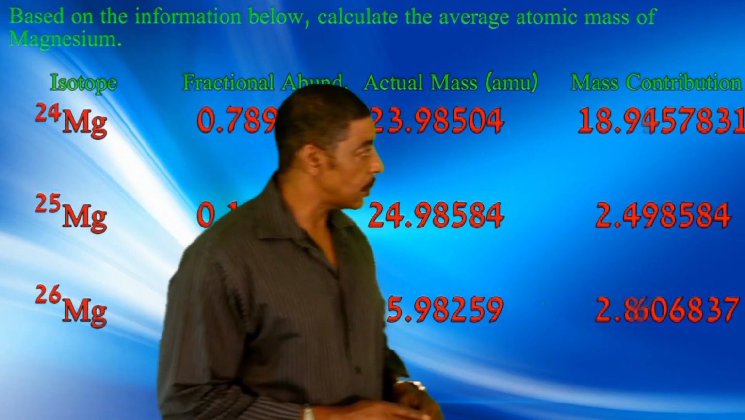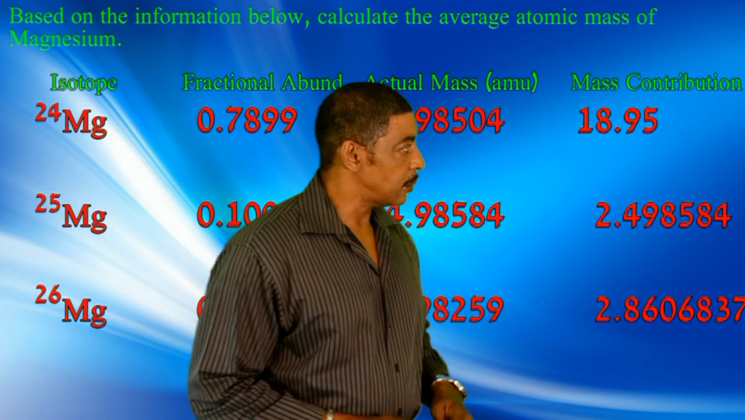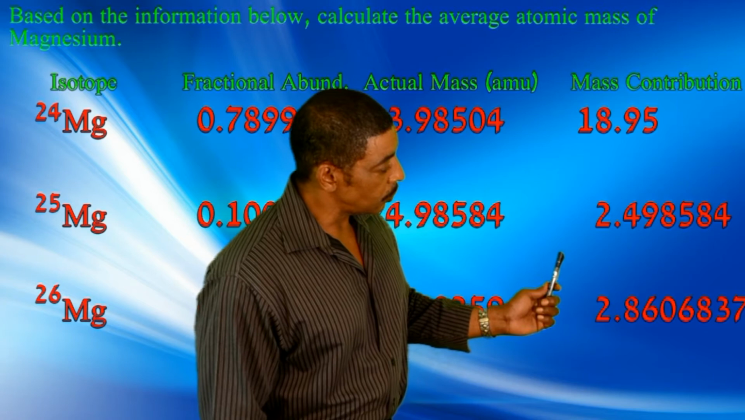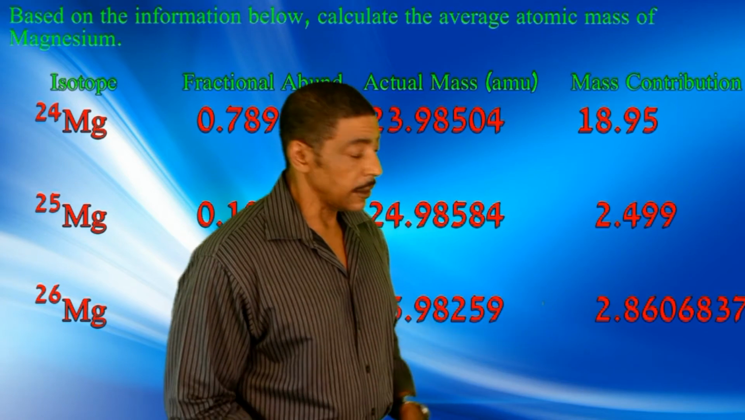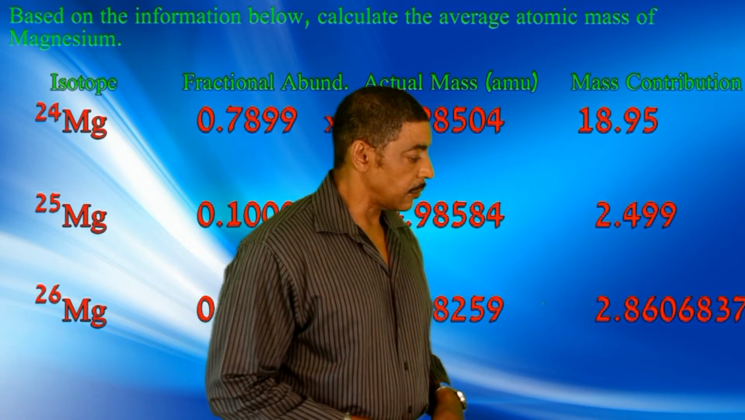For Mg24, the mass contribution becomes 18.95. For Mg25, 2.499, and for Mg26, 2.861.